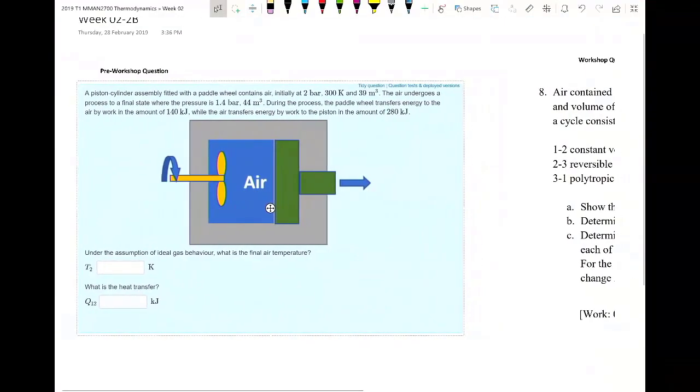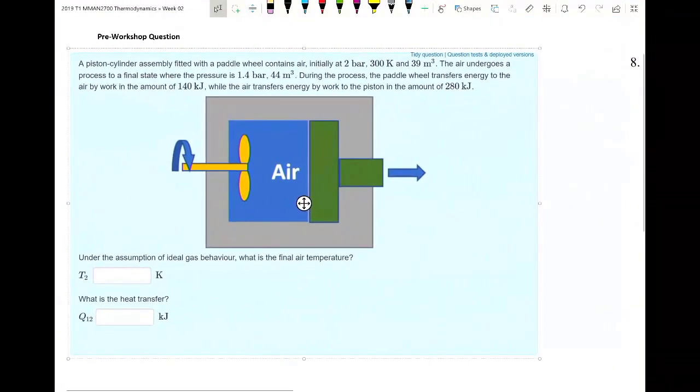This is the question as it appeared in your pre-workshop. So what I was just going to do was show you how I would solve this problem, how I'd write out the solution path, how to think about variables and so forth. So we're going to do that. That might take 20 minutes, and then we'll open up to the workshop time yourself.